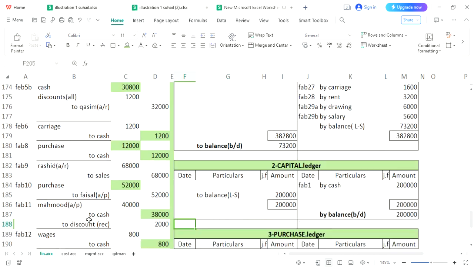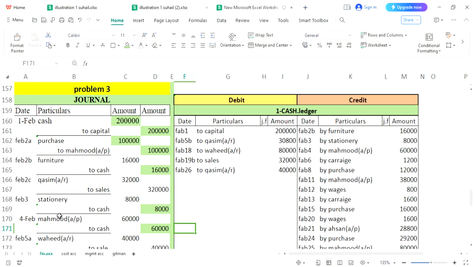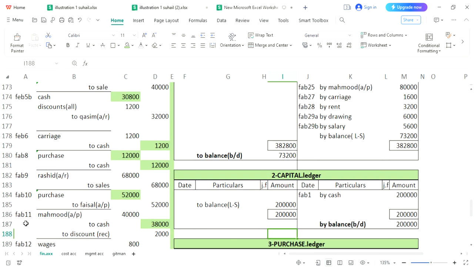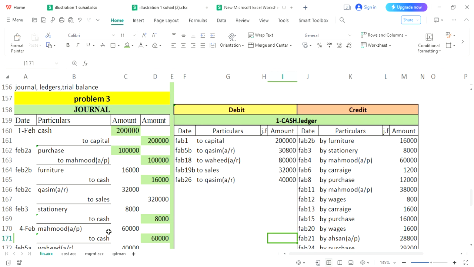Reference has been given for 60,000. Date is 4th Feb. So we are going to put date as well. February 4. Date is mentioned. Amount has been written and reference has been given for 60,000. It means this entry has been completed. So mark it as it has been done. We are making ledger for Mahmood.